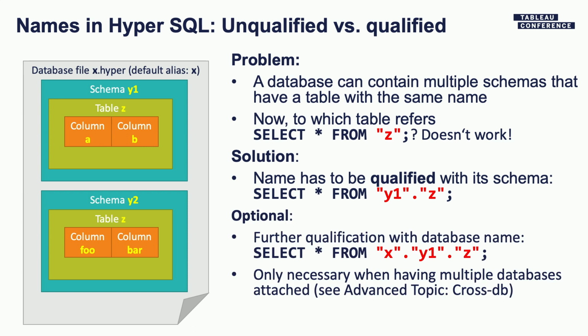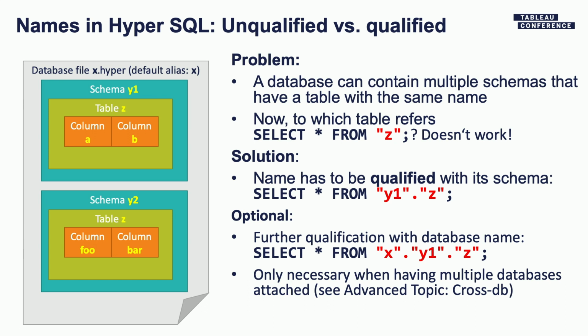You can even qualify it further with the database, because we said you can connect multiple databases to the same connection. So it could be that there's another database that also has a schema Y1 with table Z. So you can further qualify it. If your file is named x.hyper, then by default we alias it with the stem, that's the technical term for it. So just get rid of the .hyper. In this case, it's x. So you could say x.y1.z, which means table Z in schema Y1 in database X. It's only necessary if you have multiple databases, because otherwise it's always the one database you have connected to.